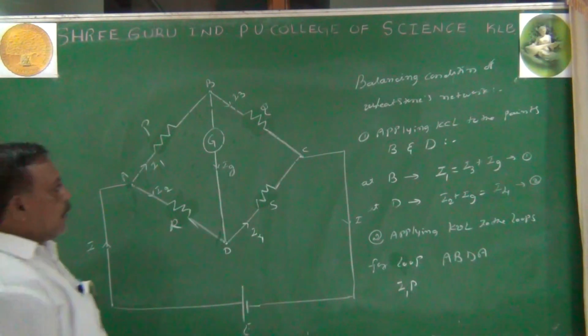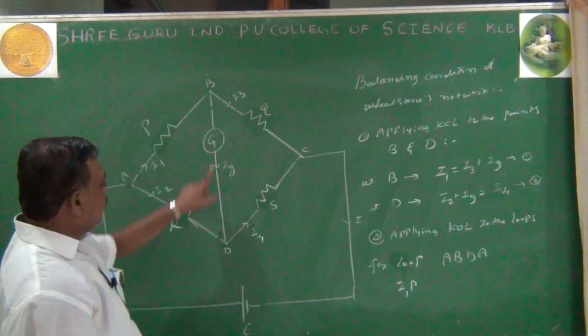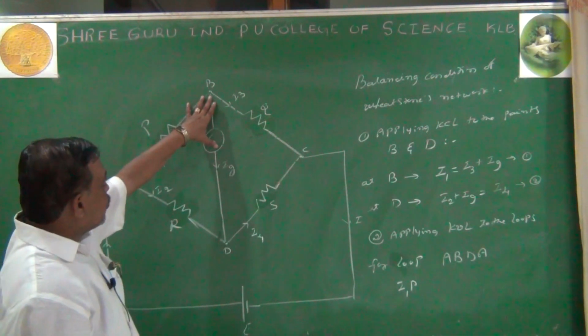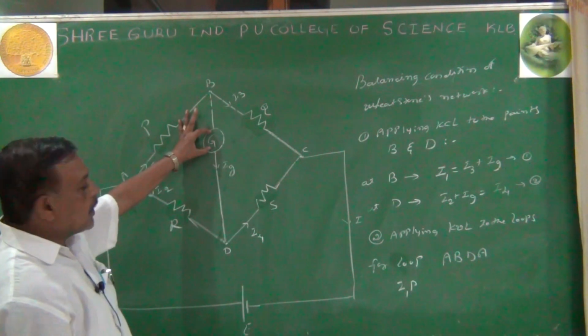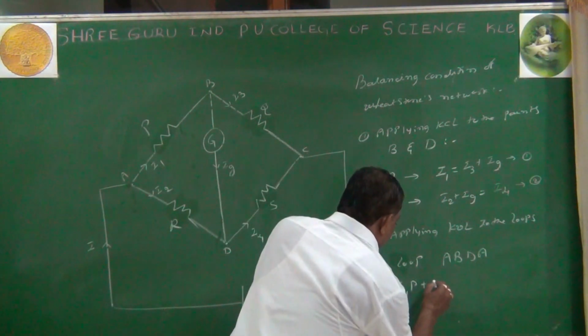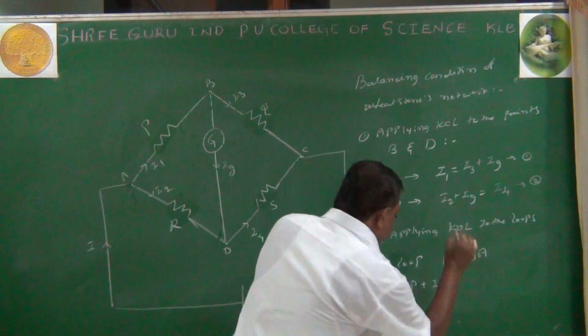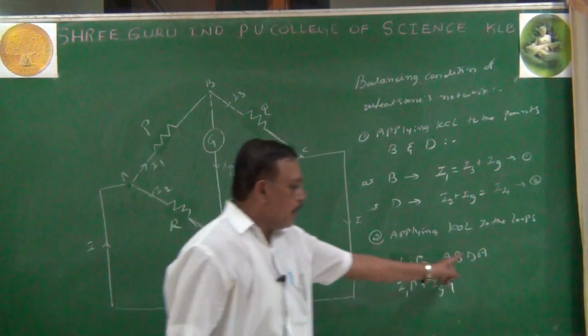Then B to D. I am tracing the path from B to D. I am moving in this direction. Current is also along with me, Ig. Hence, the IR product is positive, where G is the resistance of the galvanometer. So, Ig into G. Then, last one, D to A.